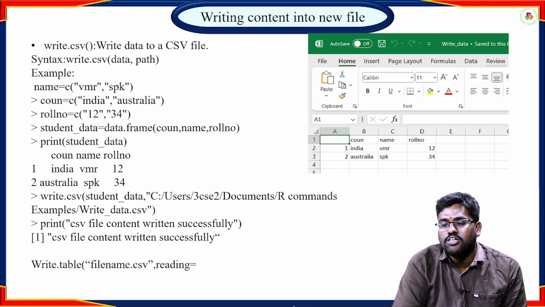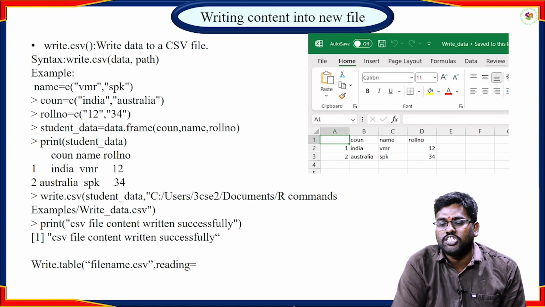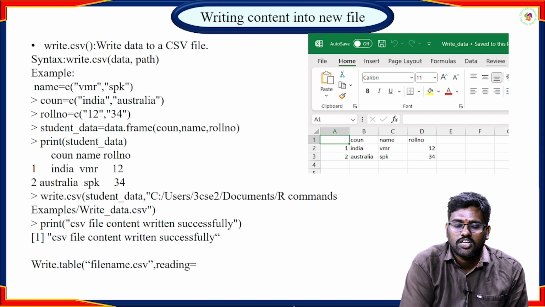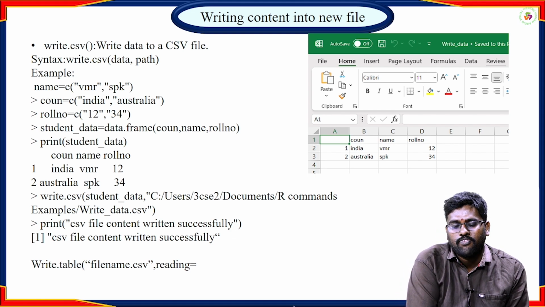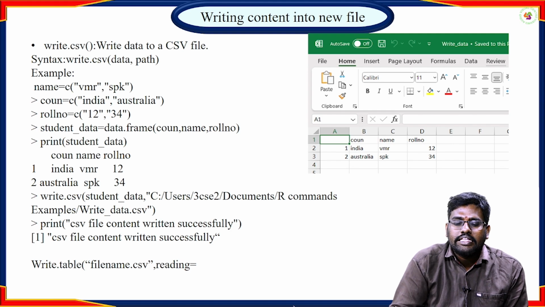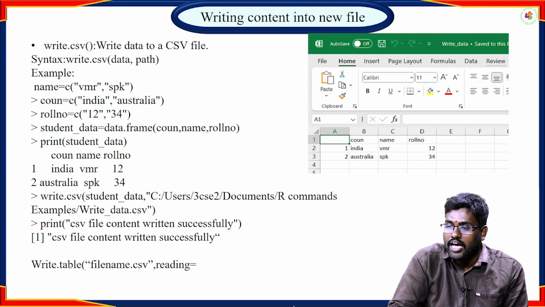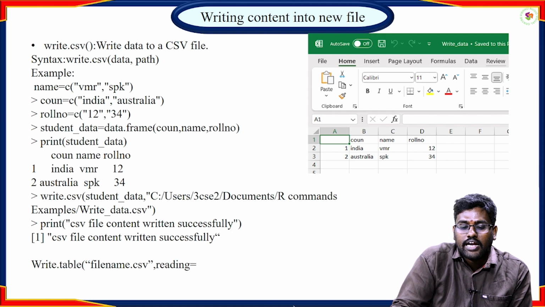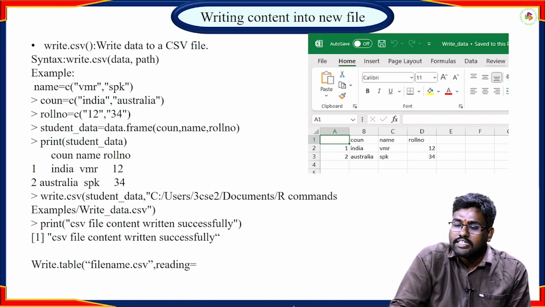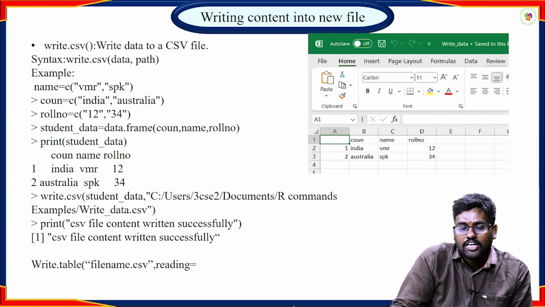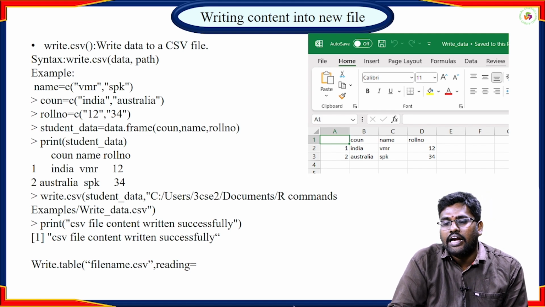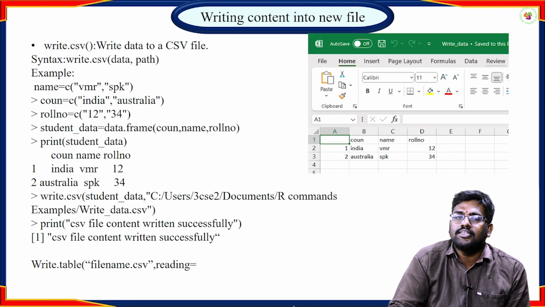See the screen, I already displayed the Excel sheet here. These values are inserted into this particular file. That's why I wrote print of CSV file content written successfully. In the write_data.csv file the content will be added. First it creates the write_data.csv file, and after that it adds whatever content we need to add. That content will be added into our particular CSV sheet, comma separated value sheet.